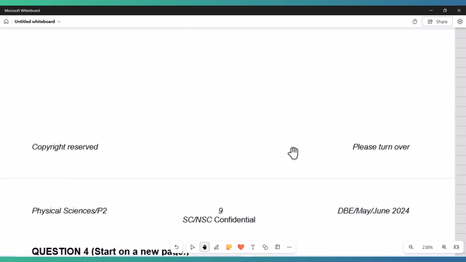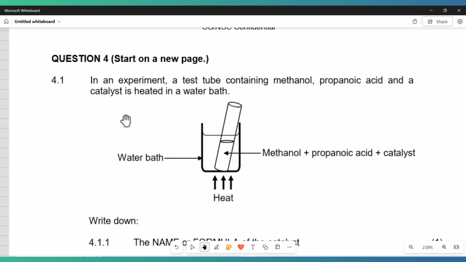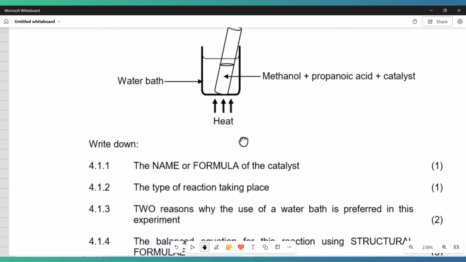Question 4, May, June 2024. In an experiment, a test tube containing methanol, propanoic acid, and catalyst is heated in a water bath. Water bath is here. Methanol, propanoic acid plus catalyst. This is the heat here. Write down the name or formula of the catalyst used. Because we have methanol and propanoic acid, we know this is esterification, where we use concentrated sulfuric acid. So we're going to say it is concentrated sulfuric acid. That's our answer here.